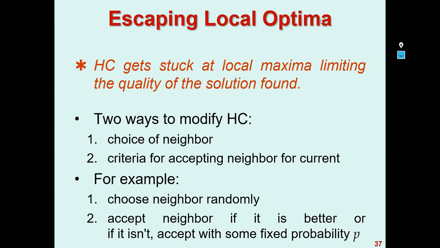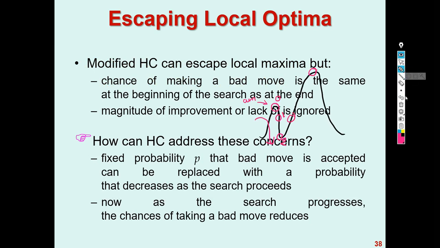So let's look at the next slide. Here there are some slight problems with the modified hill climbing search. At the first part of the search we're initializing with a random state, but at the end we're supposed to make better moves, but here we are allowing moves even if they are not better. So the chance of making a bad move is the same all throughout the search. We don't want that. We want to reduce the number of bad moves. And we are ignoring the magnitude of improvement. That means we are not comparing whether the state is better or not. We're accepting it whether it is better, or even if it is not.